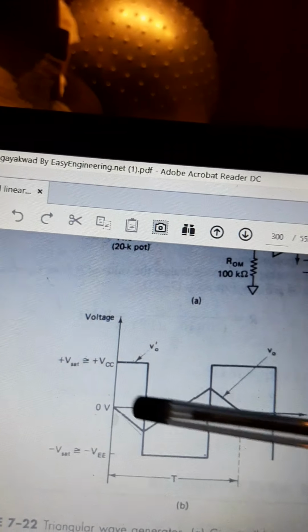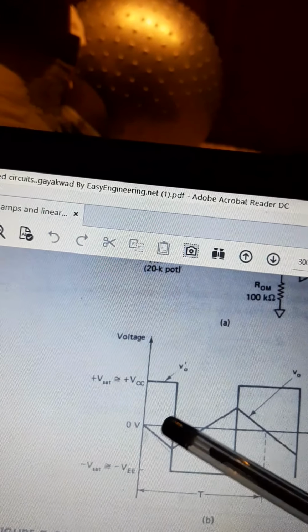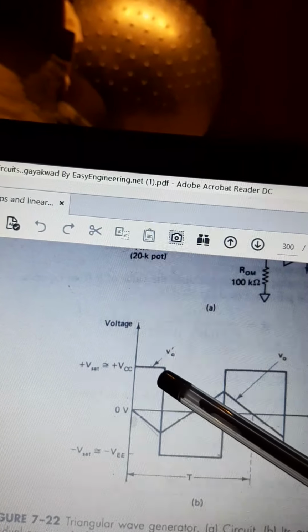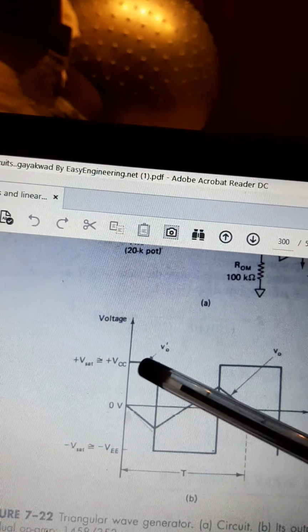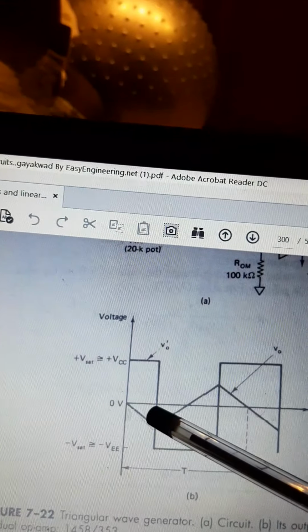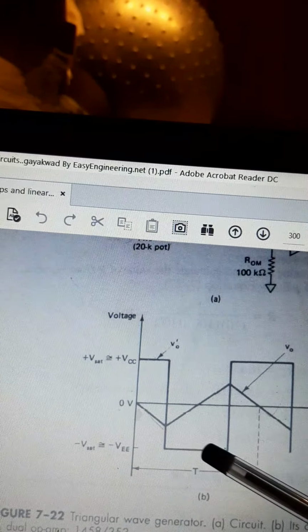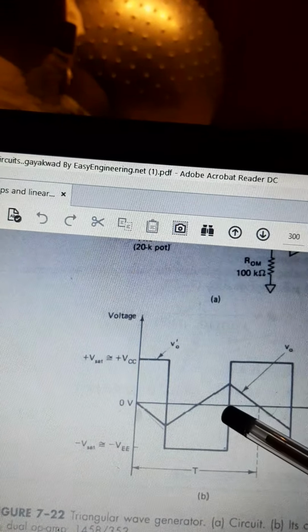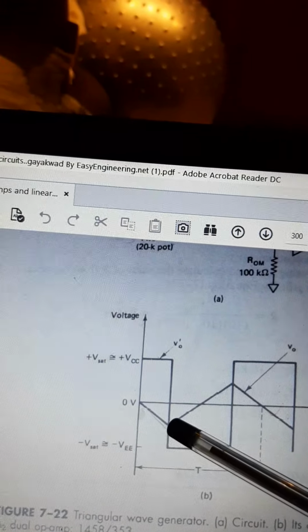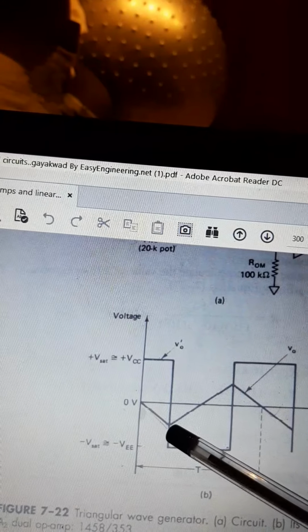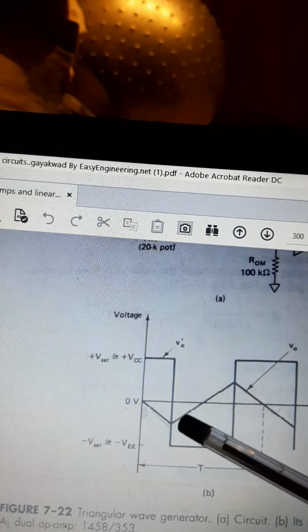So here you can see the waveform you are getting. When the output of the square wave is positive, the output of the integrator is a negative going ramp. When the square wave output is negative, the integrator output goes from negative to positive.